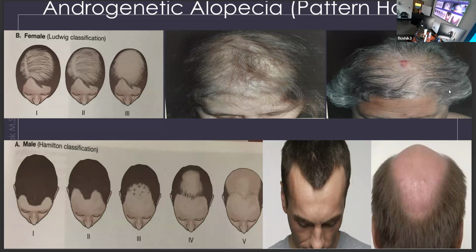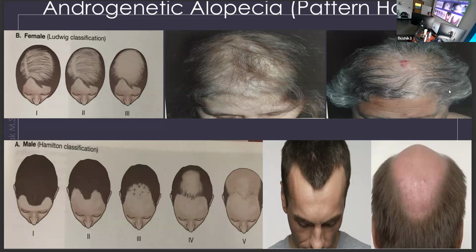All right, so let's talk about what happens with females. This is going to be a Ludwig classification for females who have androgenetic alopecia, and it's graded on a scale of 1 to 3. With females, what usually happens is you're going to have retention of the frontal hairline, and then diffuse hair loss behind that to the vertex of the scalp, right back here, all just diffusely lost. As you get to grade 3, obviously this is going to be more severe.